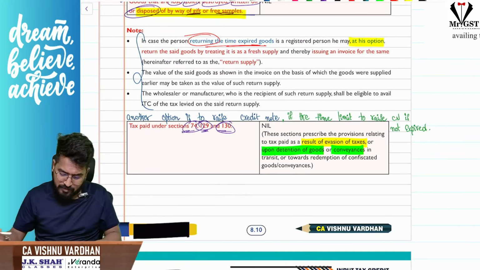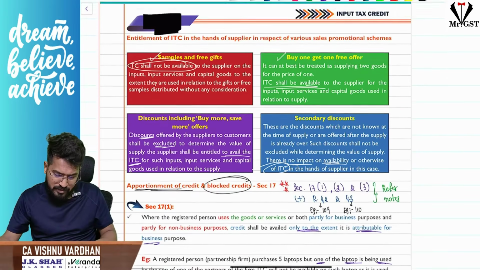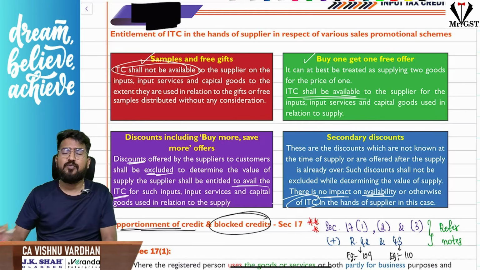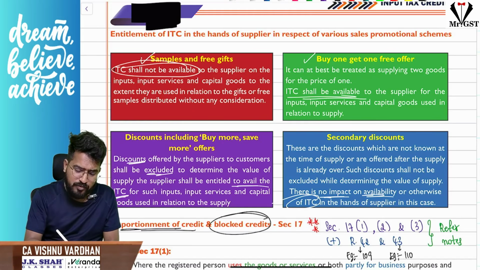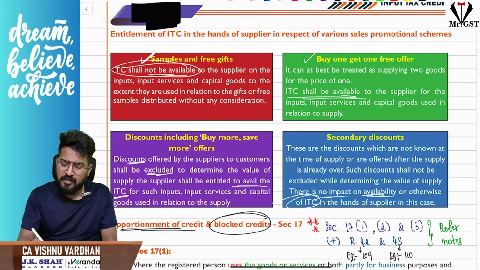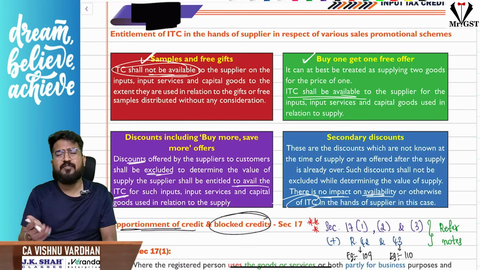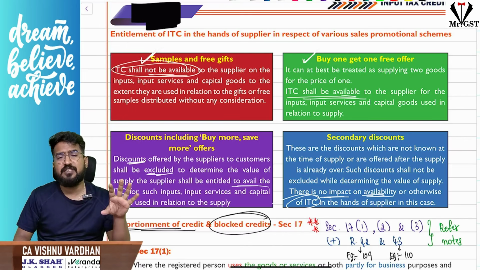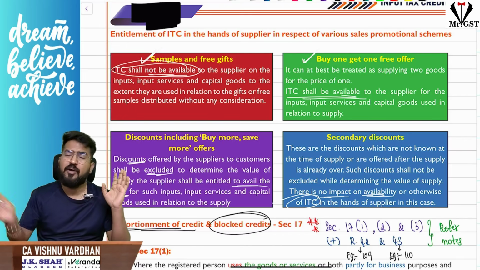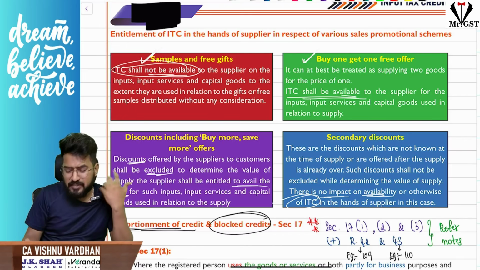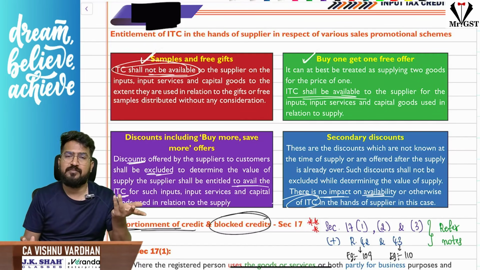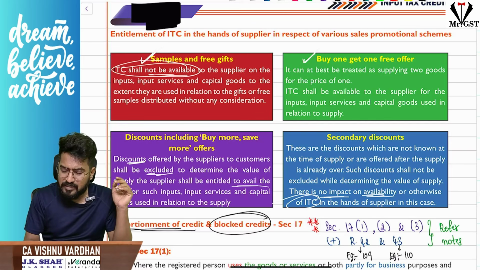section 17 subsection 5, blocked credits. And one more thing with respect to here, sir, samples and free gifts. Sir, whatever I'm buying for samples and free gifts, you know, ITC is not available. Sir, buy one get one free. See, I'm selling one 5-star and giving one 5-star free. On my purchases, should I reverse any ITC? Not required, because it is just like a 10 rupees 5-star I am selling for 5 rupees. There is output tax, so ITC shall be available. No need to reverse anything.